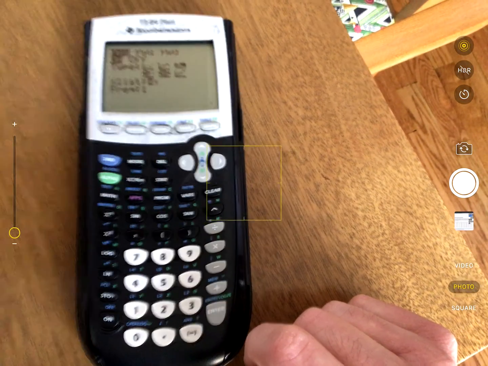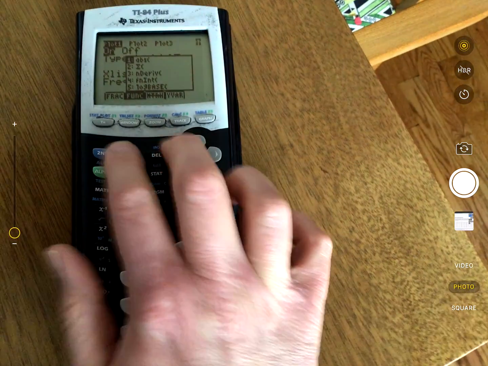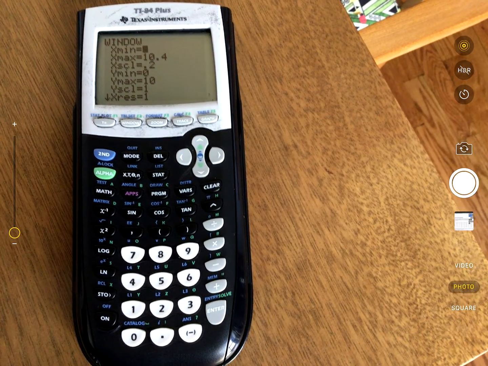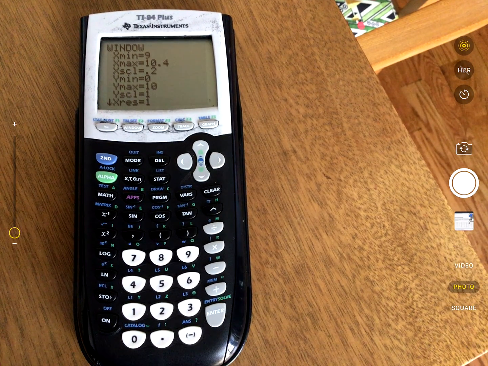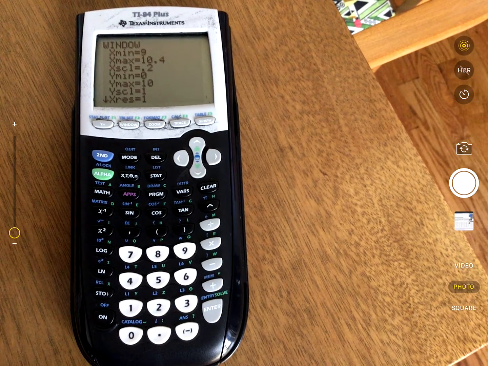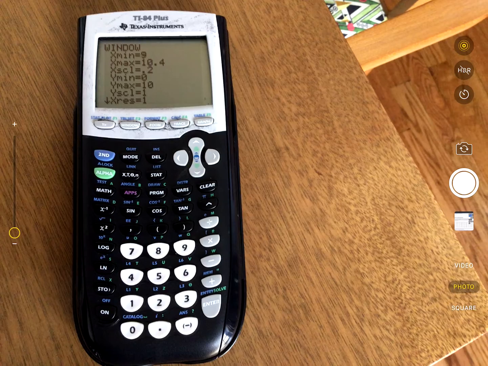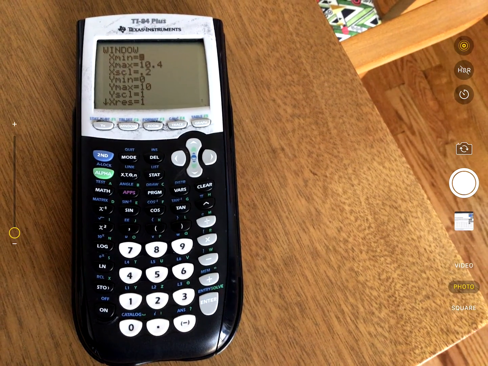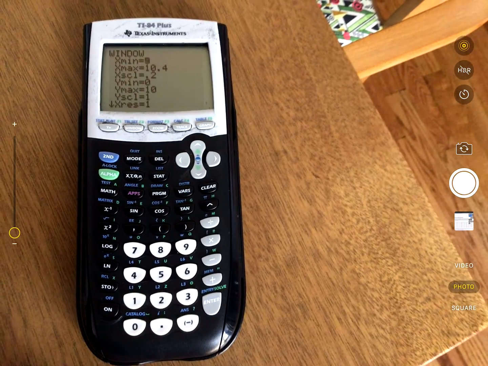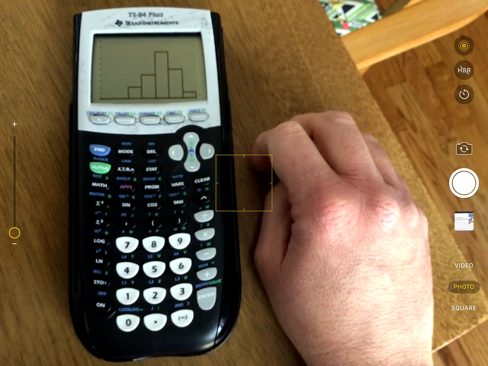In this case, you might want to make your own window, and that's what I did. I chose a window that started at 9, which I believe was the lowest we had. I went all the way to 10.4, a little past our largest amount, and the scale was only 0.2, because most of these are between 9 and 10. Y-min you can always make 0 for a histogram, and I made the max 10 because I know in any one of my bins there's not 10 cups of coffee. To see what this looks like, go to Graph, and there we go.